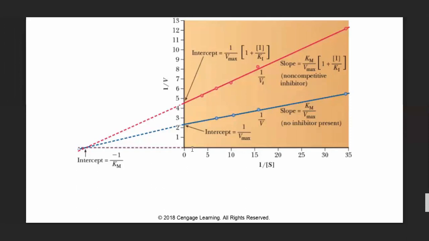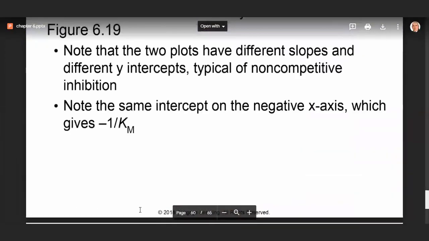That's why you should know. So note that the two plots have different slopes and different y-intercepts, typical of non-competitive. Note the same intercept on the negative x-axis, which gives -1/Km. So by knowing the shapes of these plots, if we give you any plot and ask you to determine the values of both Km and Vmax, you can. Also, you can determine the type of inhibition, whether it is competitive or non-competitive.